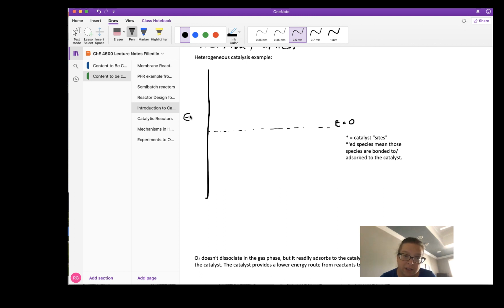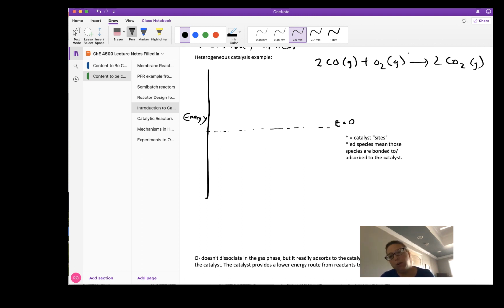So this is energy over here, arbitrary units. And this axis is going to be my reaction coordinate. The reaction that we're going to look at is carbon monoxide oxidation. In the gas phase, if this reaction were to happen, the bond in this oxygen molecule must break, and then the oxygen atoms must each find a carbon monoxide and bind to that.